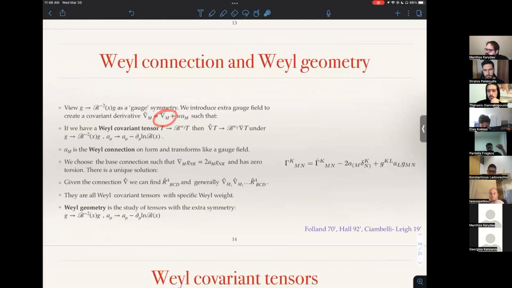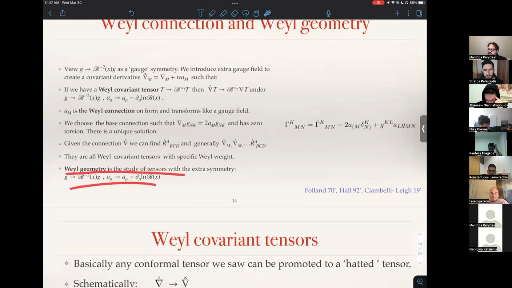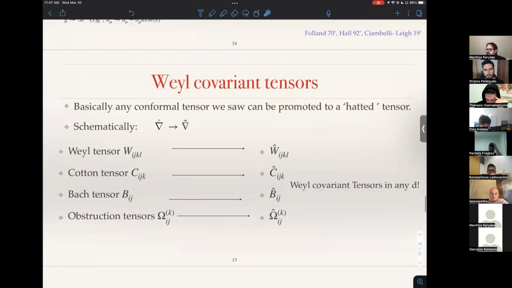Okay, as for the base connection, what we choose here is a connection that's not metric compatible, and it's actually the nabla M of the metric will be 2A_nu, where A_nu is the same Weyl connection, but has zero torsion. And you can solve this equation and find the Weyl connection Christoffel symbols here, which are given here. Okay, and as I mentioned, Weyl geometry is the study of these coordinate transformations.